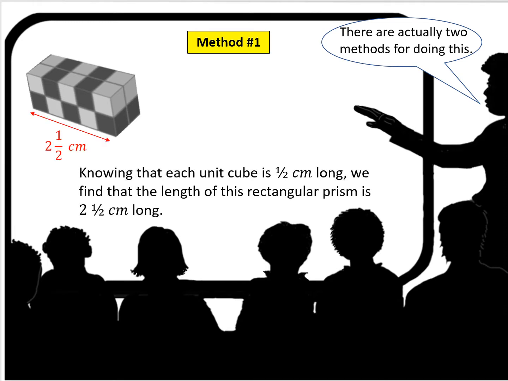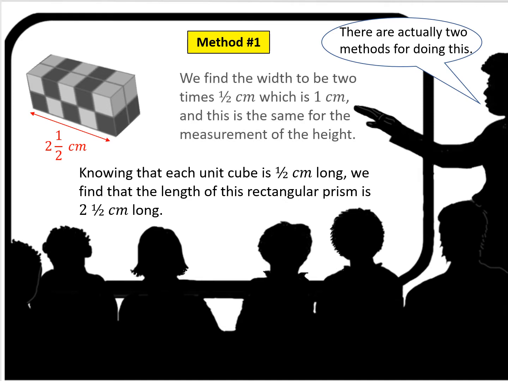Knowing that each unit cube is 1/2 centimeter long, we can find that the length of this rectangular prism is 2.5 centimeters long. We find the width to be 2 times 1/2 centimeter, which is 1 centimeter, and this is the same for the measurement of the height.